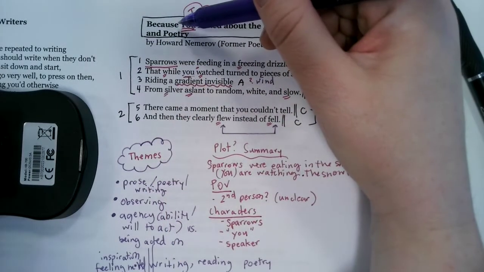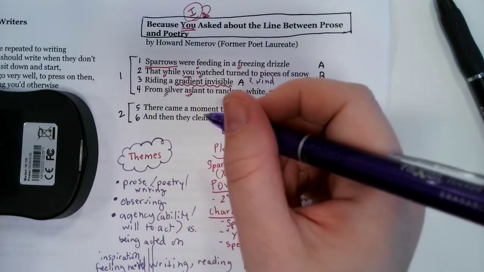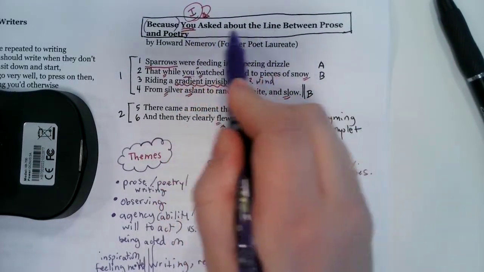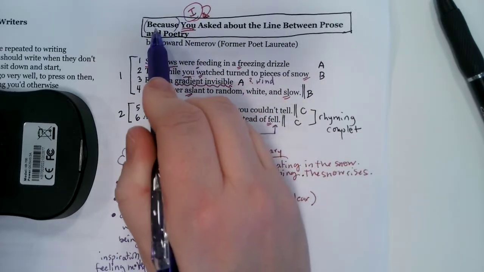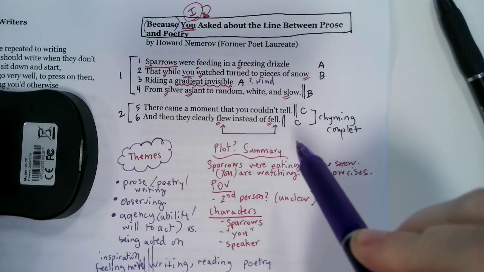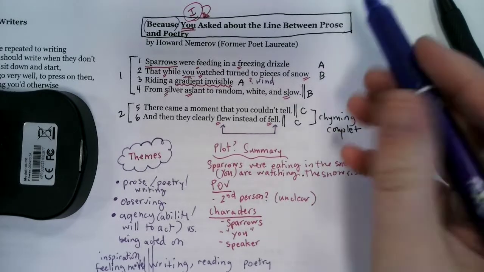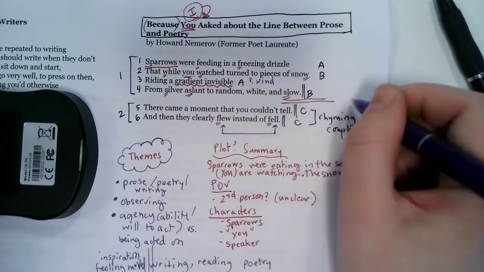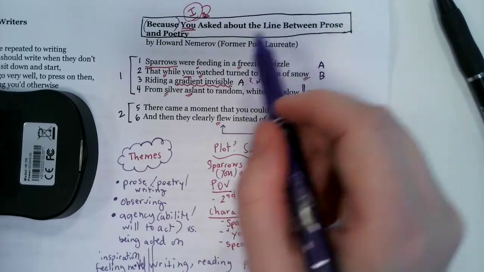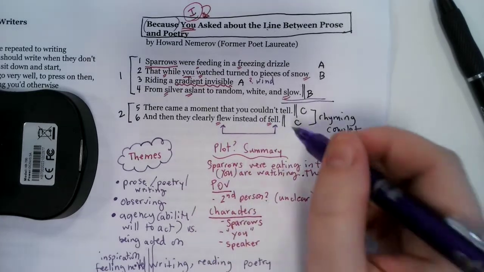Now, we can go back to the poem's title, because you asked about the line between prose and poetry, and think about, this is a because. This poem right here is an answer. Somebody asked the poet about the line between prose and poetry, and this is the poet's response. So, I would say that what might happen here in between these two stanzas, where what happens is the line between prose and poetry happens. It's in the not telling.